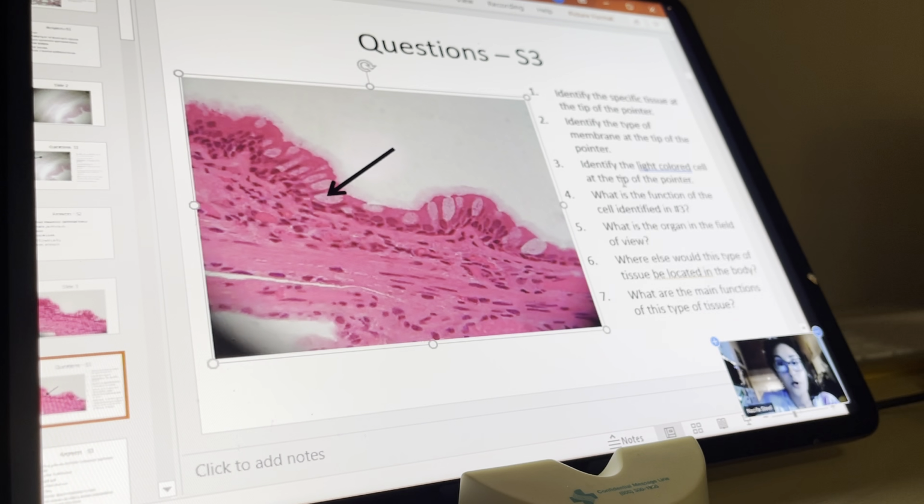So she got that number 3. Identify the light-colored cell at the tip of the pointer. So this thing. Dang it! I know this. What is it? What is it? We're asking you. I have it. I just don't.